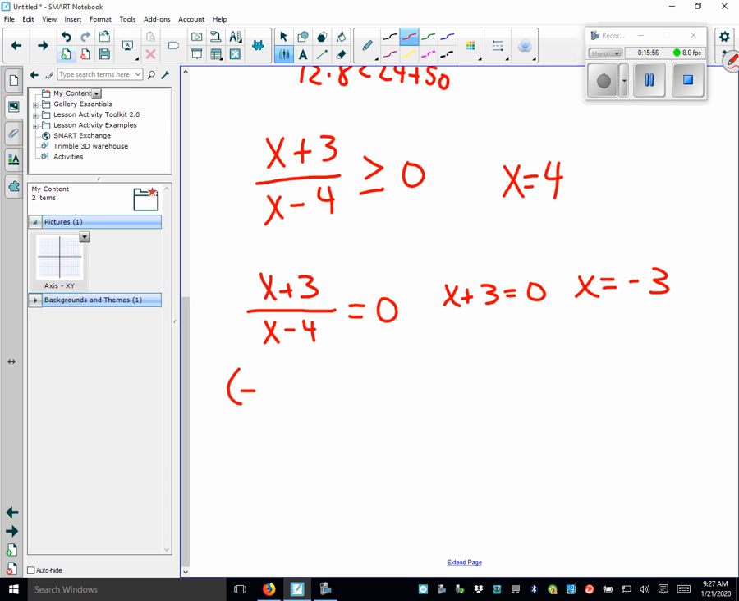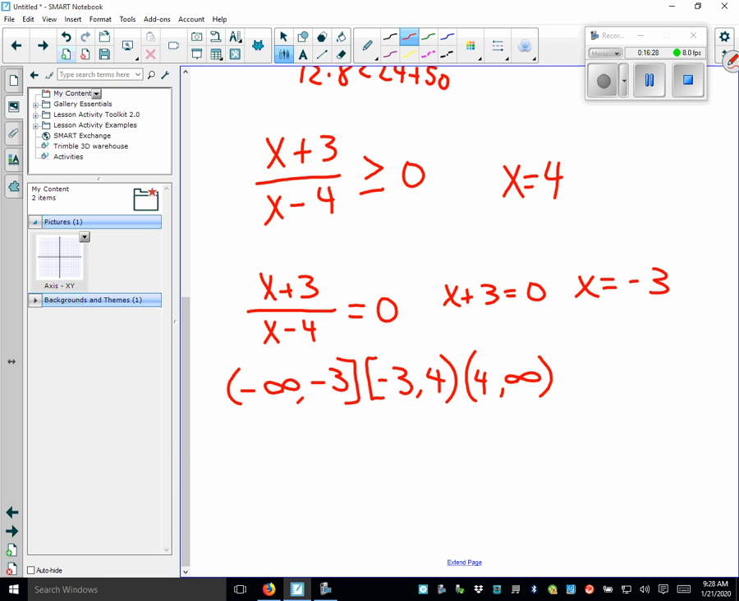So I have negative infinity to negative 3. What does negative 3 get? A bracket. Then negative 3 to 4. What does 4 get? Parenthesis. And 4 to infinity? Why does 4 get a parenthesis? Because anything that comes from the denominator gets a parenthesis.